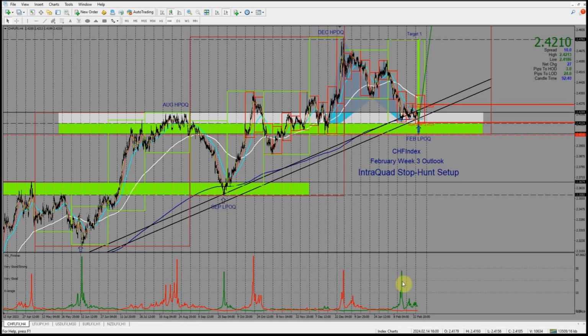Whether this is going to go up today or tomorrow or next week or next month, we don't know. But the fact is that the price is going to go up from this point onwards. We are going to get that stop hunt to the downside, and then price rallies to the upside. So this is a good high probability setup. I hope that makes sense, ladies and gents.